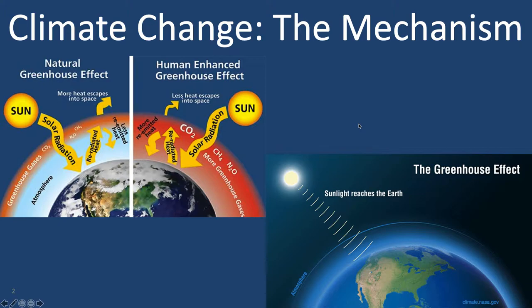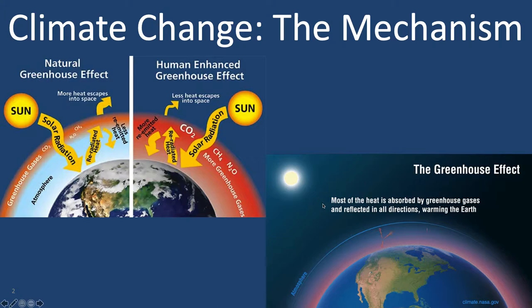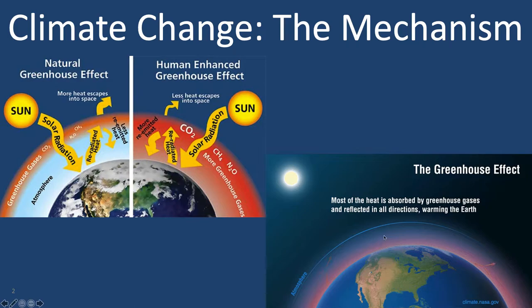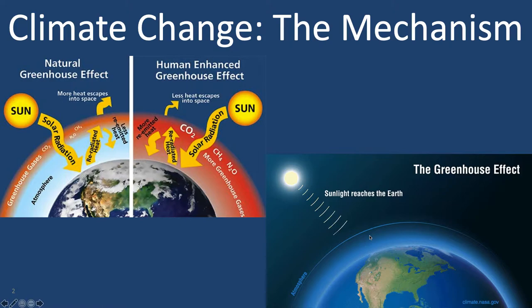So let's go all the way back to the beginning of the semester and revisit the greenhouse effect. Well, let's wait until this GIF starts over. Okay, so sunlight hits the Earth. Some of that energy is absorbed, but some of it is reflected back into space. Some of it is radiated as heat, but then there are gases in our atmosphere, particularly carbon dioxide, which is a natural gas, that trap that heat and that solar radiation, and that causes warming around the Earth.